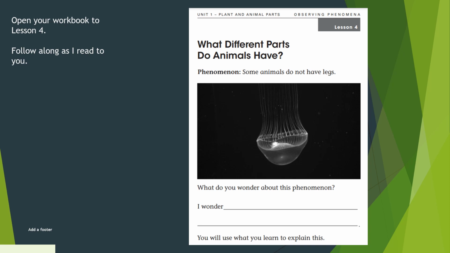Open your workbook to lesson 4. Follow along as I read to you. What different parts do animals have? Phenomenon. Some animals do not have legs. What do you wonder about this phenomenon? They have a sentence starter for you. I wonder blank. Use best guess spelling and write what you wonder about the fact that some animals do not have legs.